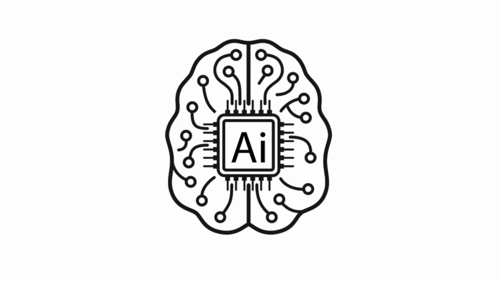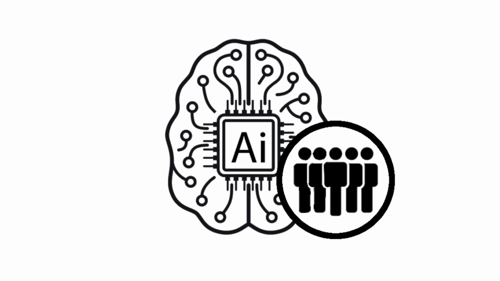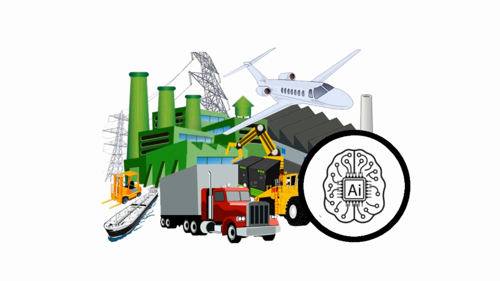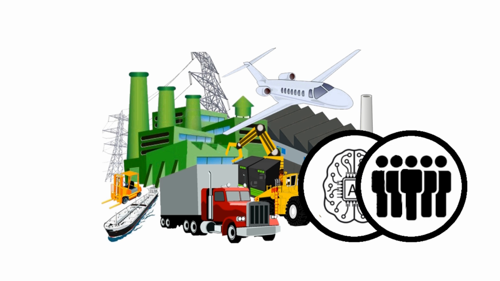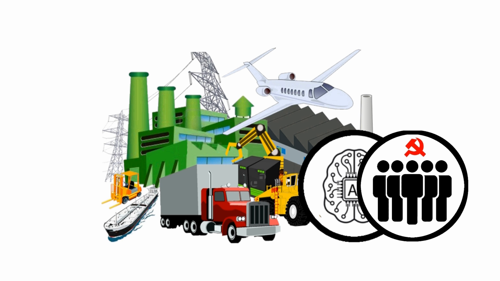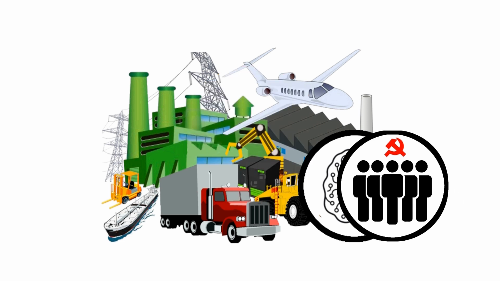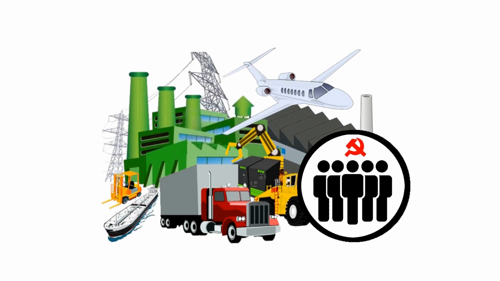And who owns the AI? The people, the community. And who owns and controls the means of production? The AI, and therefore the people, the community. So it's a form of communism. Communism without a working class. But like communism, all the means of production are owned by the community.